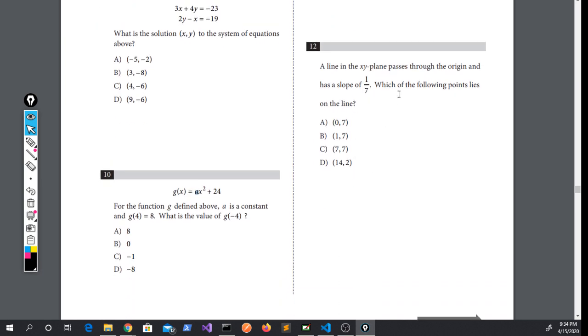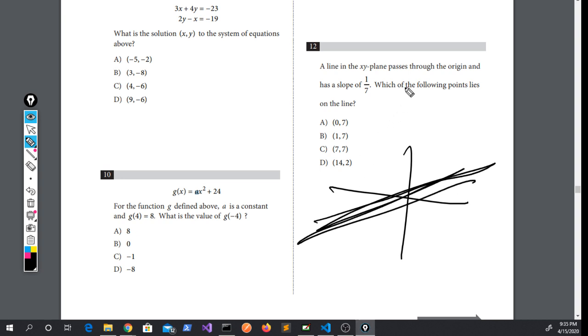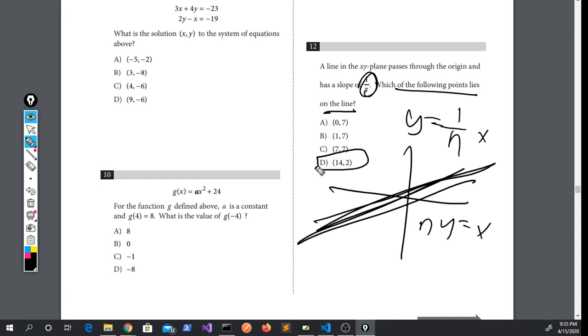A line in the xy plane passes through the origin, with a slope of 1/7. Okay, so if it goes through the origin, does it have any intercept? The answer is no. So it's like this, slope of 1/7, like that. Which of the following lines? If it has a slope of that, it's this, right? So 7y is equal to x. So D is the only answer.